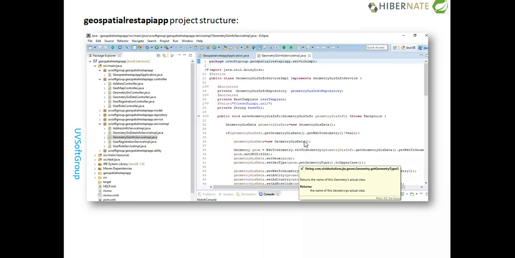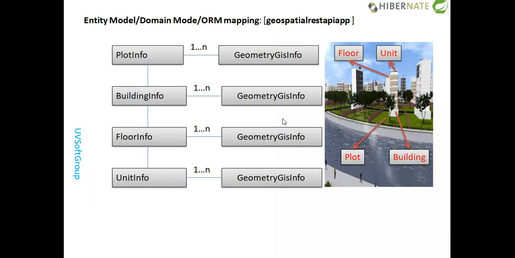So this is the project structure that I mentioned. I will show you in detail now how I started the development, and this is the project structure, and this is the most important part now, so you really need to concentrate. This is our entity models, the domain models or ORM mappings for the two microservices that I mentioned, the microservice for the geospatial REST APIs and the microservice for user registration. If you saw the pictures on the right side of the screen, you see what I mean.